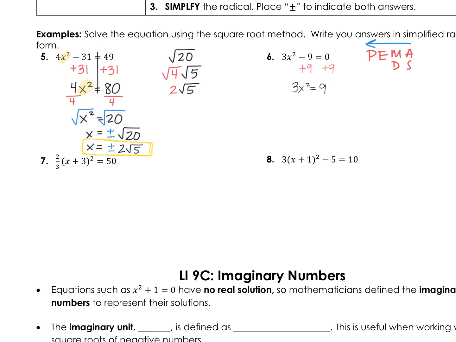Then you do divide. Okay, again, you're trying to get x squared alone. It is currently not alone because there is still a 3 in front of it. So you got to get rid of the 3 by dividing it. So you get x squared equals 3. And to get rid of a squared, you take the square root.